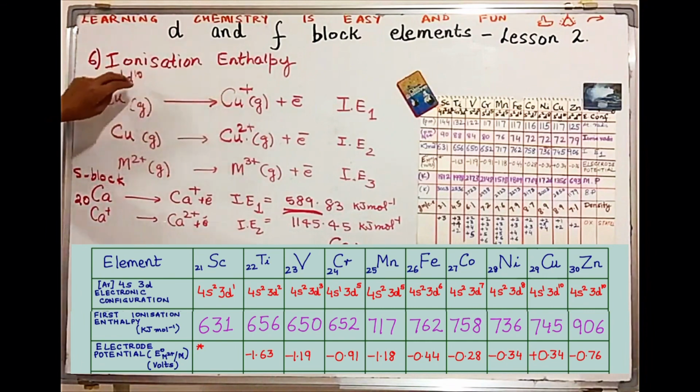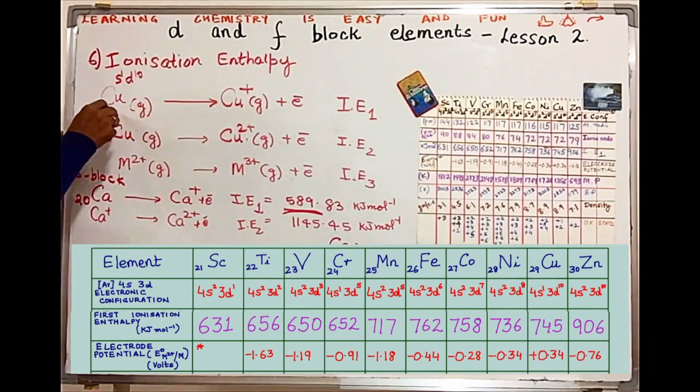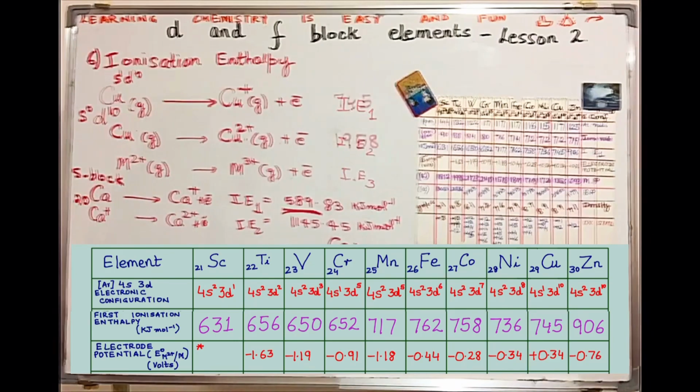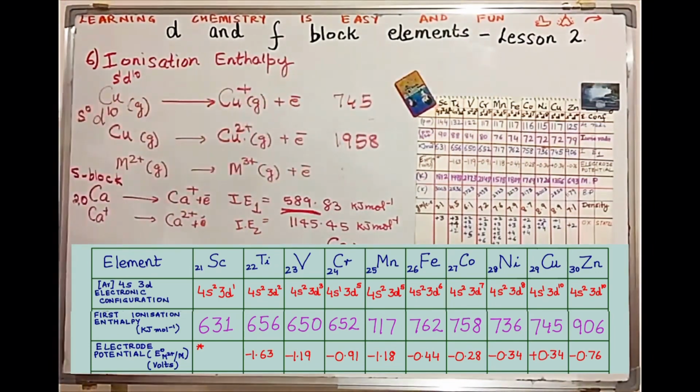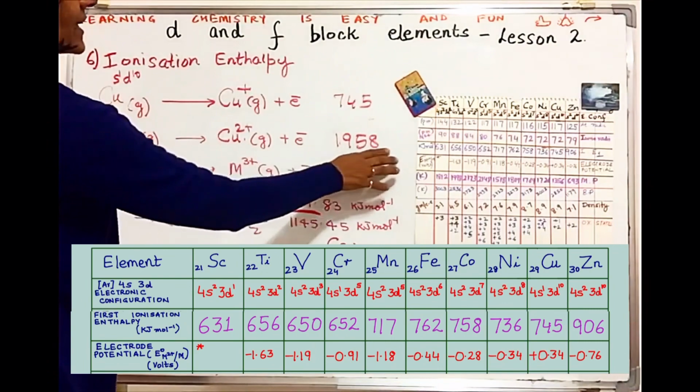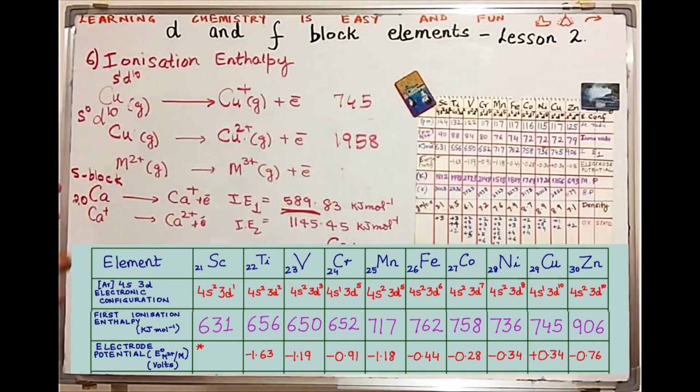So if you are talking about removal of 1 electron, the ionization enthalpy will be easy to remove because I've got the configuration 4s1. But after we have removed one electron, now the configuration is 3d10. There is nothing in 4s. So will it be easy for us to remove the electron? What about the second ionization enthalpy? Will it be high or will it be low? Think about it. So you notice over here, ionization enthalpy 1 is 745 while the second ionization enthalpy is 1958.